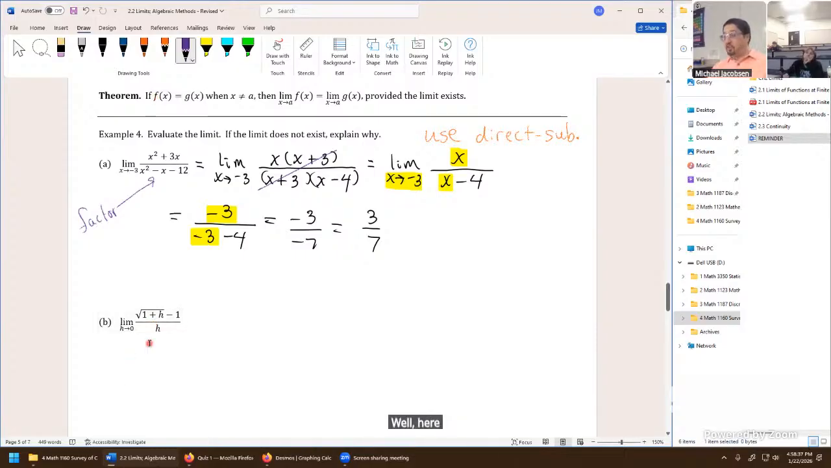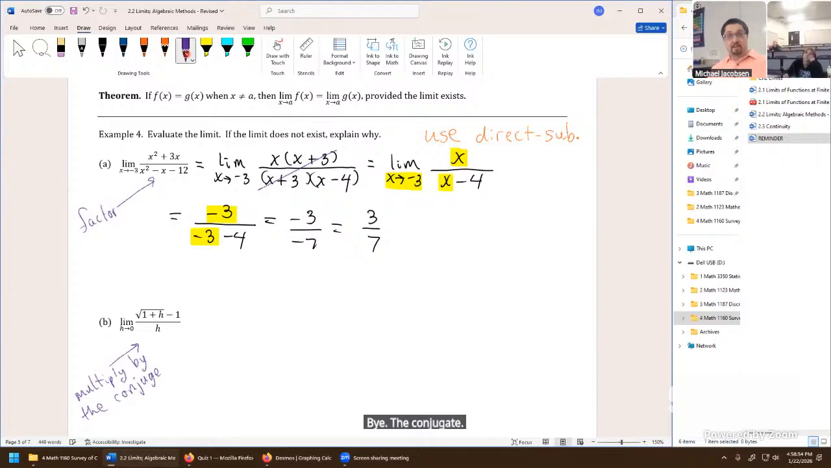Well, here's a random thought though. If you see a square root, the idea with this one is you can take this and multiply by the conjugate.